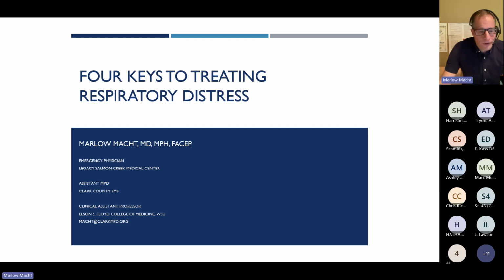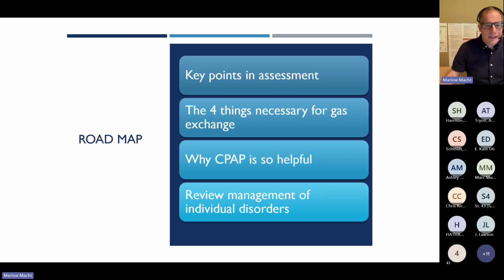Okay, so again, welcome to PSEP. Today we're going to go over the 4 things that are necessary for gas exchange and to talk about how that affects what we do in the pre-hospital setting. So here's the outline of what we're going to do today. We're going to talk about key items in the assessment and in communicating to the emergency department staff what you saw, the 4 things that are necessary for gas exchange. We'll go into detail about why CPAP is so helpful, and then we're going to review management of some individual disorders.